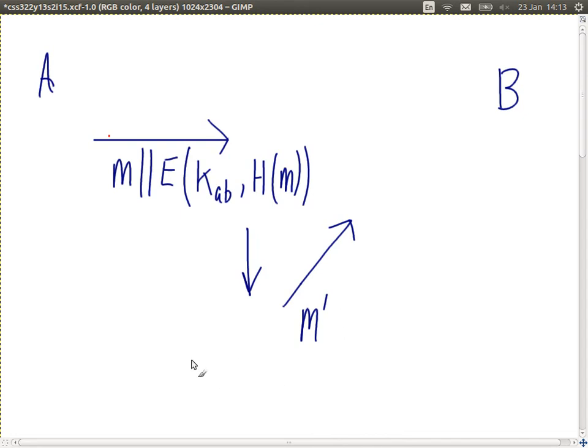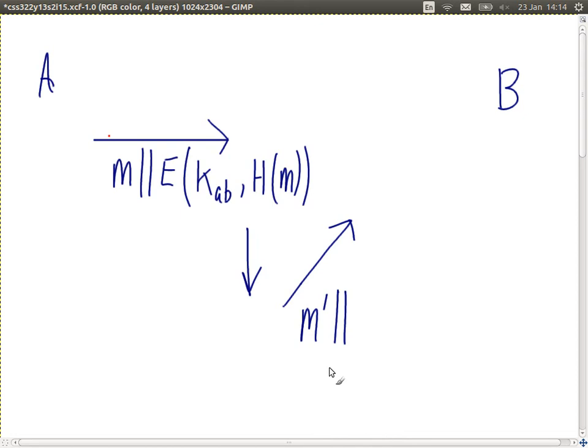Now, what if we change the message to M prime. We don't change this part. If I'm the attacker, I cannot encrypt the hash of the new message because I don't know KAB. So the attacker doesn't know KAB, so they could not calculate the hash of M prime and then encrypt, because B would notice that it was used with a different key.